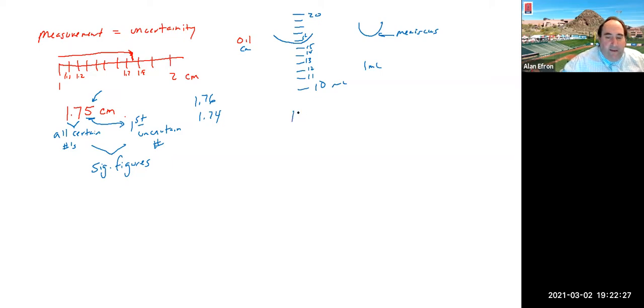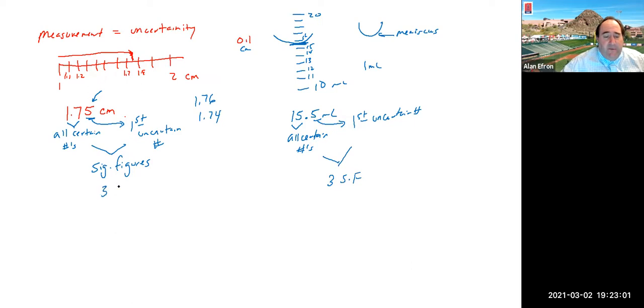Everybody would agree. Again, if we're recording from the bottom there, it's definitely not exactly at 15, not exactly at 16. Again, there's some type of estimate that has to be made. And I would record something maybe like 15.5 milliliters. That is all the certain numbers plus that first uncertain number here. And again, those are all the significant figures. So this guy would have 3 significant figures.